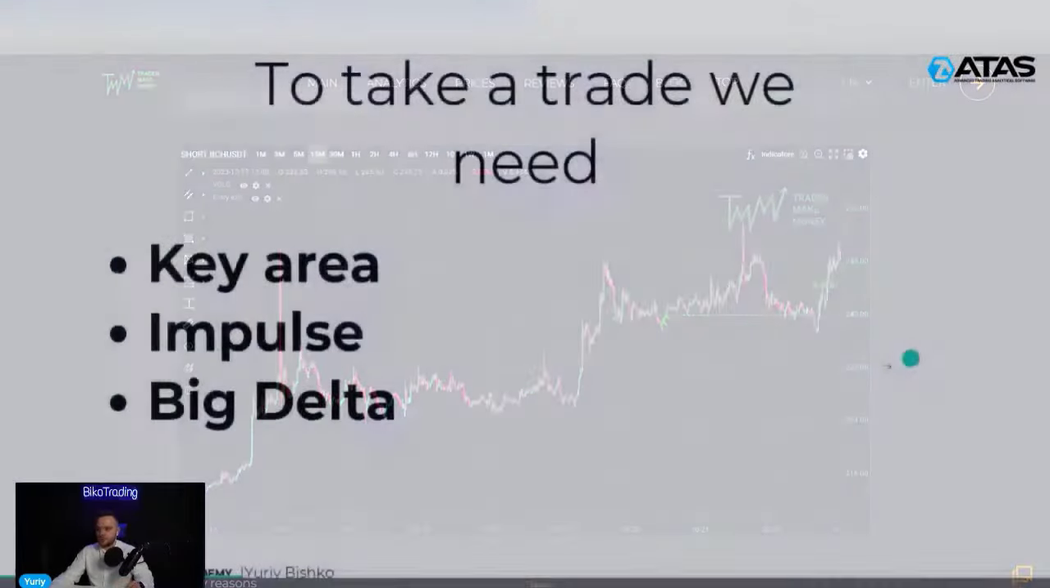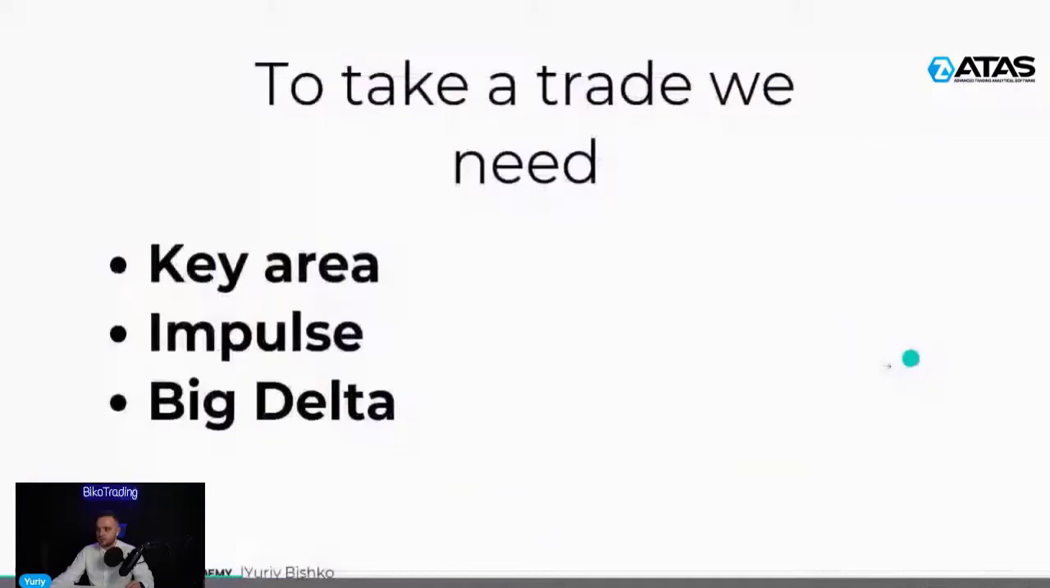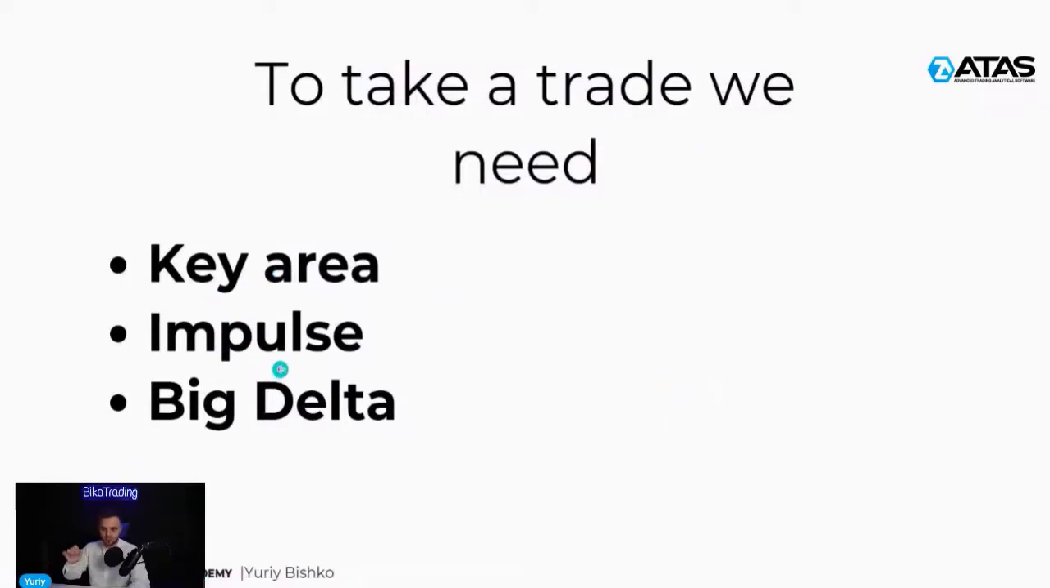At this moment, remember I showed you this part. Once more, when you add all these three topics together, key area, impulse, and big delta, you'll understand that you can predict the area of liquidations with big possibility. Because it's super easy to understand that you can build any structure.